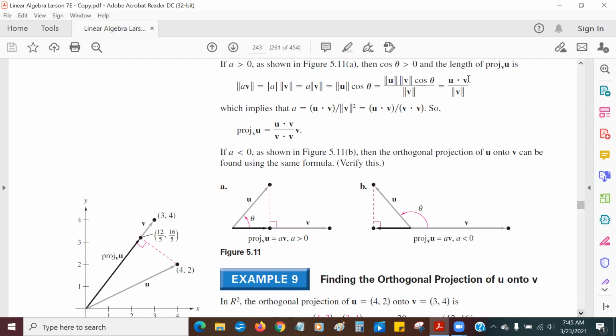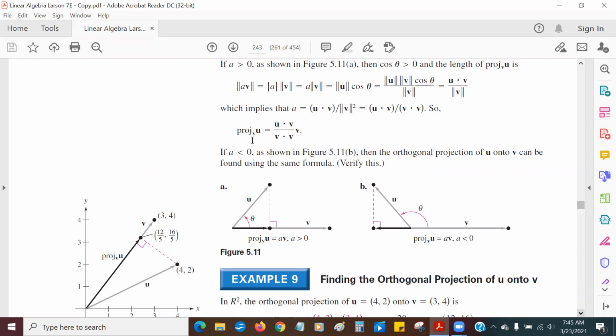So now, what does this mean? This means that A is equal to U dot V over length of V squared, because if I have A times length of V is equal to U dot V over length of V, I just divide both sides by length of V. So I get A is equal to U dot V over length of V squared. And that's equal to U dot V over V dot V.